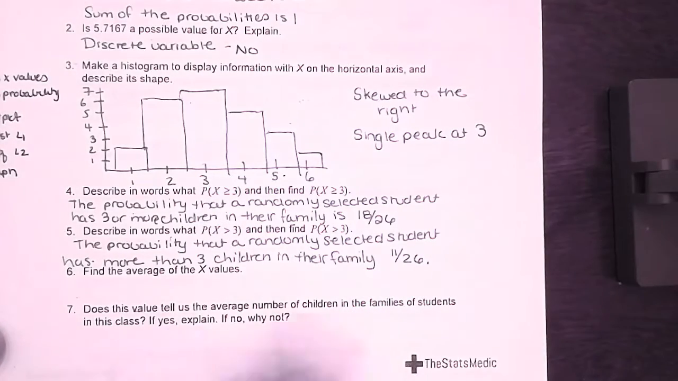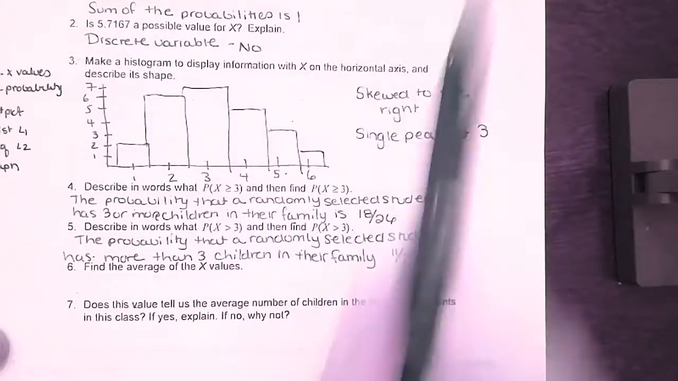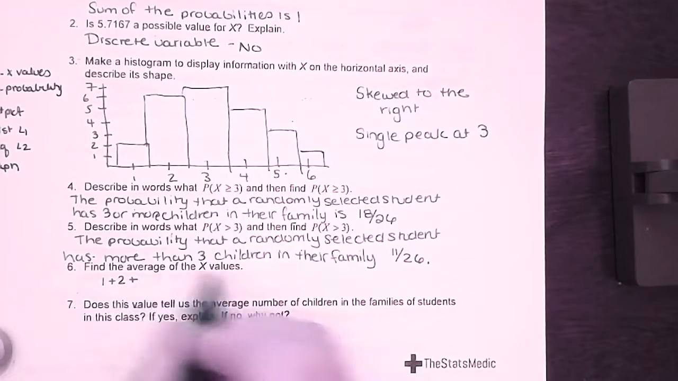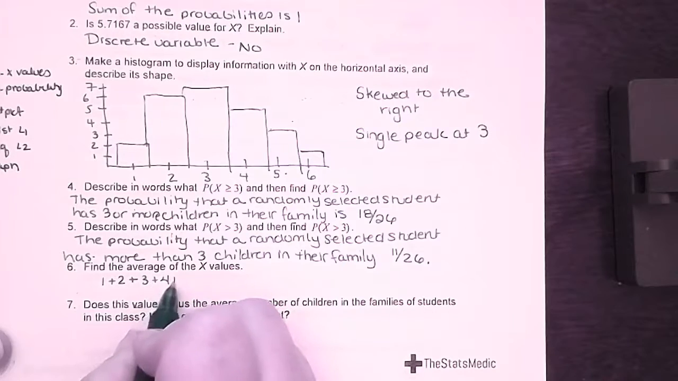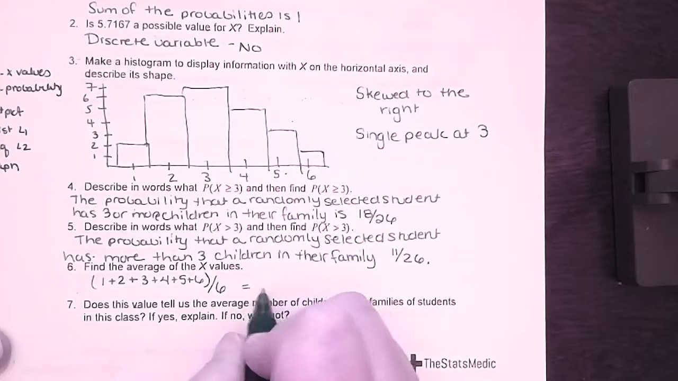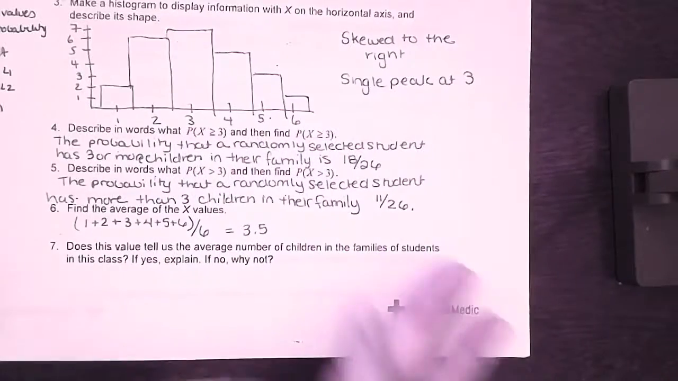Then it's going to ask us to find the average of the x values. The x values are 1, 2, 3, 4, 5, and 6, so I add those together and divide by 6, and I get 3.5. Then it says, does this value tell you the average number of children in families of students in this class? If yes, explain. If no, explain why not. Well, no, because it's not a weighted average.